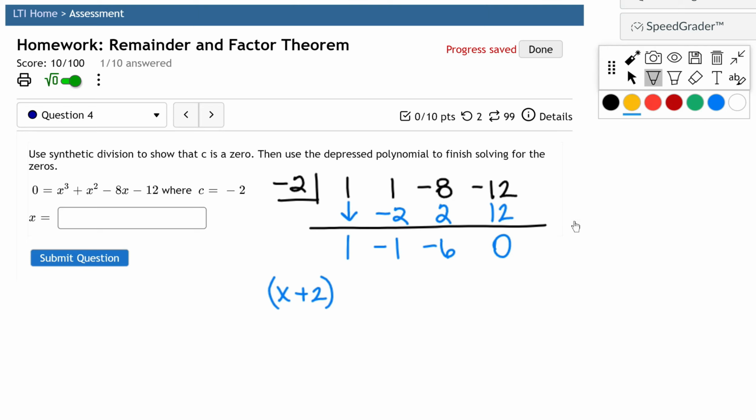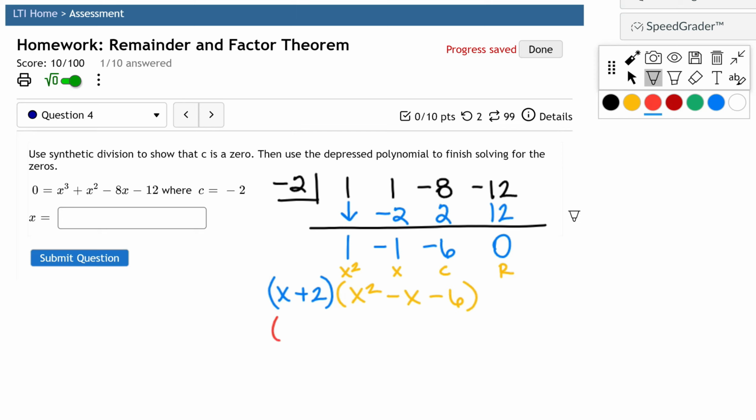And then remember, with synthetic division, the power, the degree of the polynomial goes down by 1. So this is now the x squared, the x, the constant, and the remainder. So here we have x squared minus x minus 6. So if you multiply these two polynomials together, you'll get this resulting polynomial. Now what we're going to do is factor so that we can write out all the zeros.